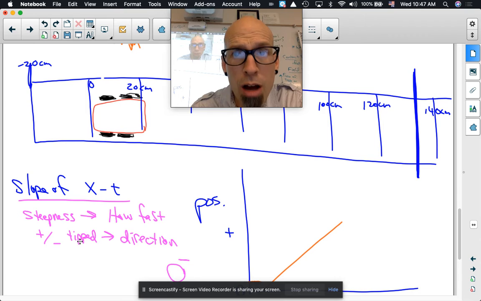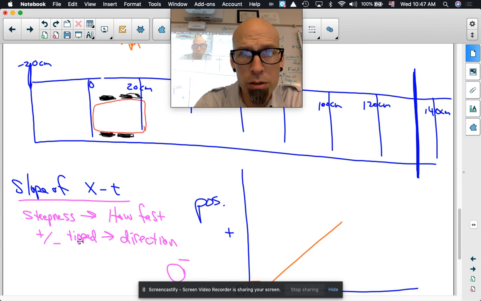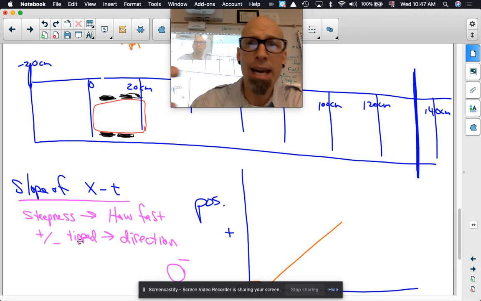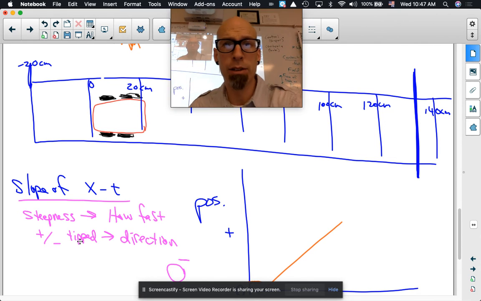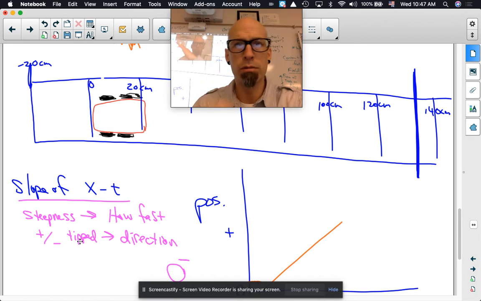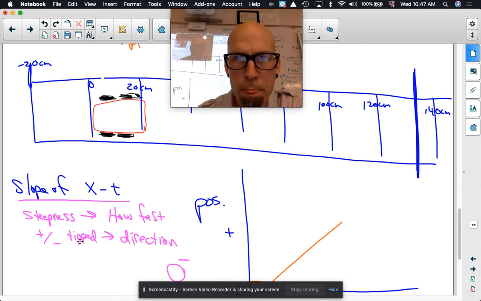So anyway, mine was tipped the other way, opposite of yours, which means I had a negative slope, which means my buggy was traveling in the negative direction. Yours was traveling in the positive direction because you had a positive slope. Does that make sense? I hope it makes sense.